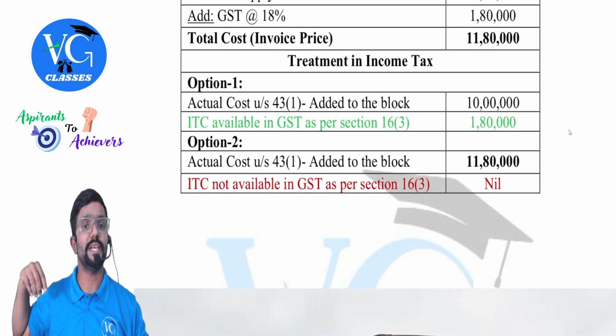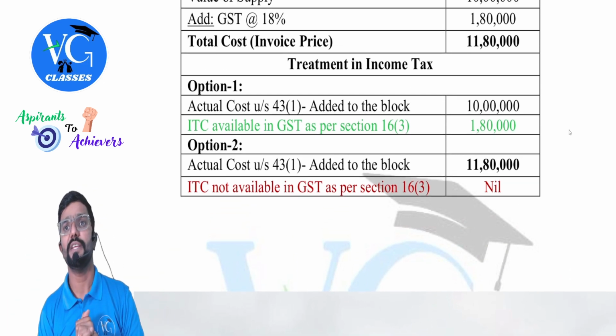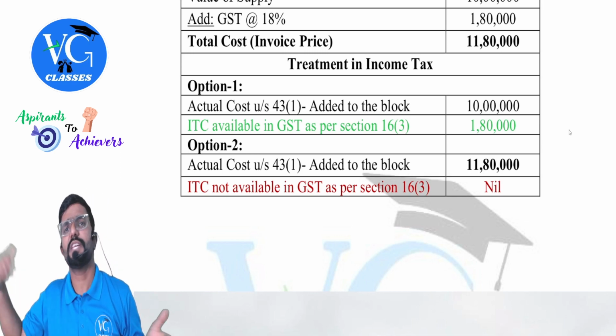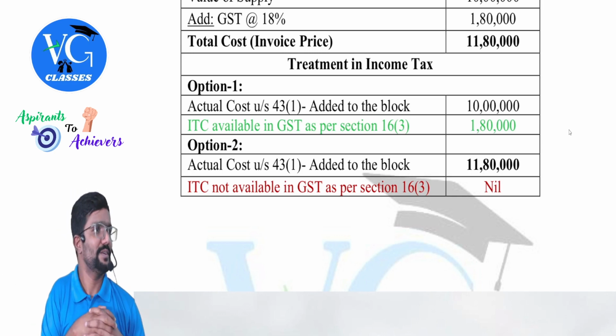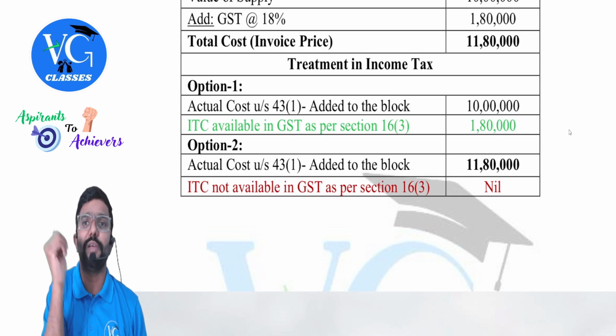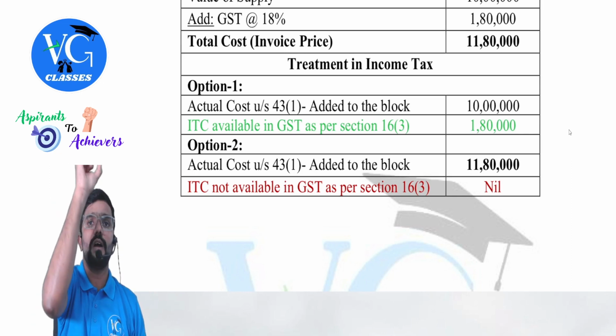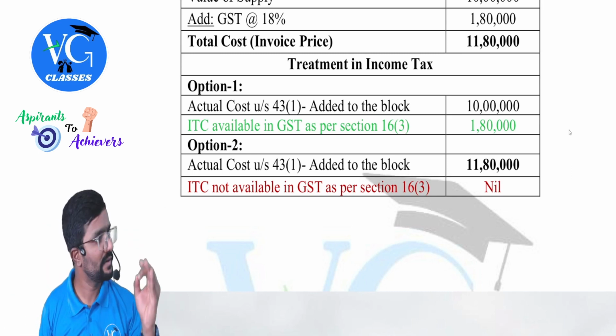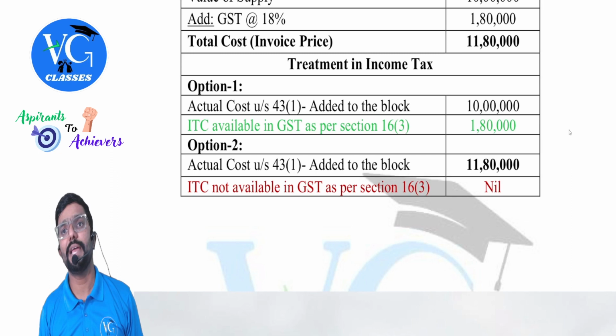Whereas under GST, if I am claiming a credit of 180, I can claim it immediately. Maybe in this month or next month, next to next month, or within a short period. So if you ask me, sir, which is better? Should we add GST to the cost and claim depreciation in income tax, or should we claim credit? We should claim credit.